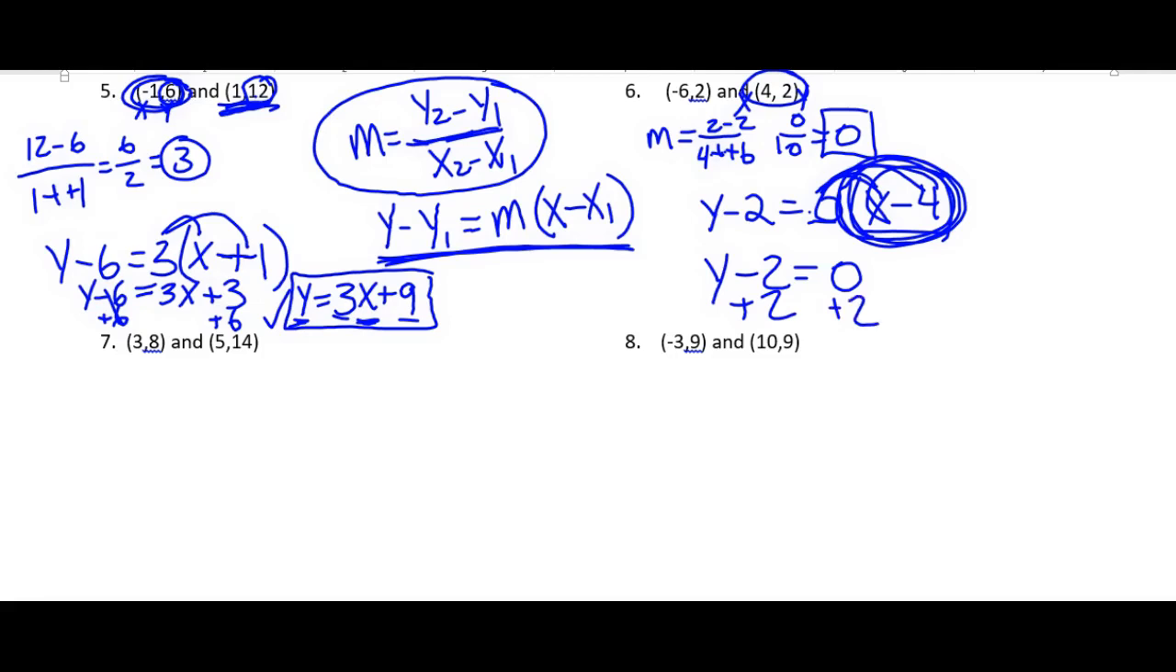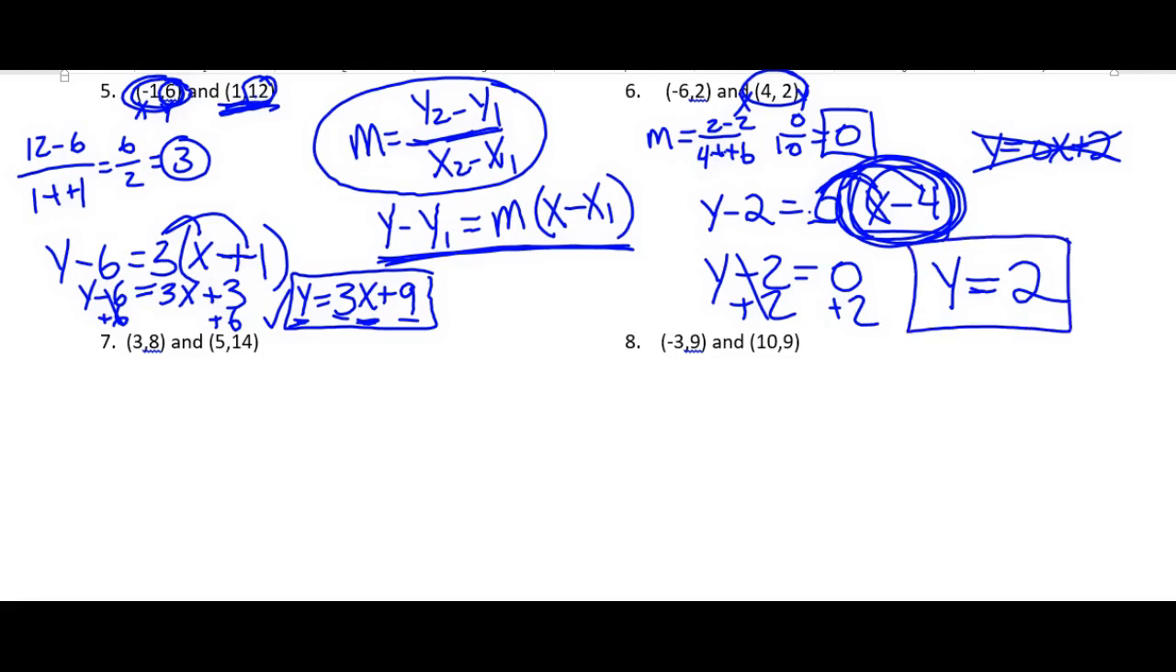Add 2 to both sides, and you end up with y equals 2. We could say 0x plus 2 if we really wanted the mx to show up there, but it's not necessary to have the 0x in there. Best answer for this is just y equals 2.